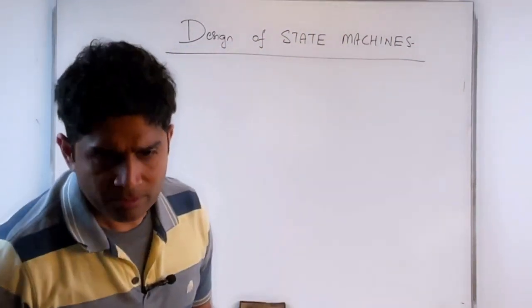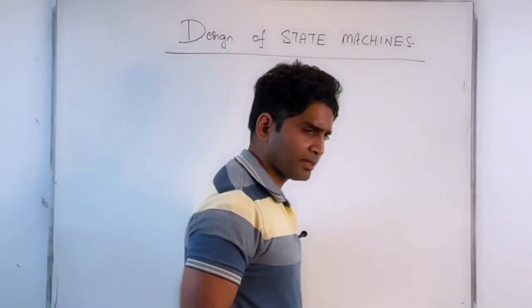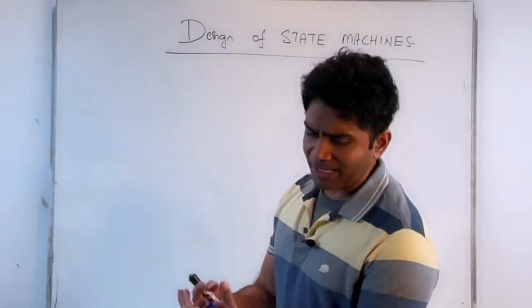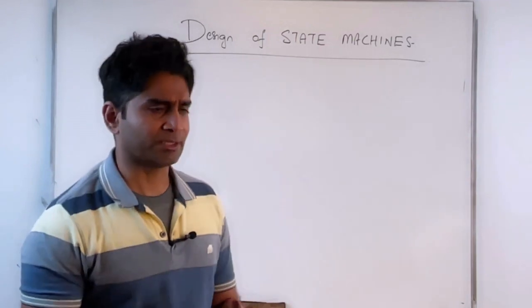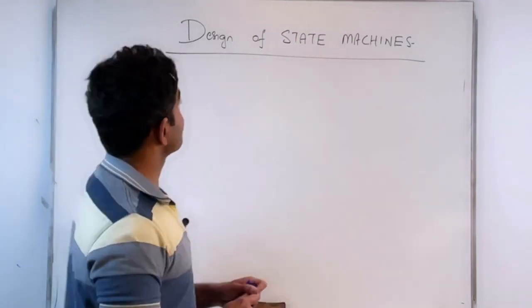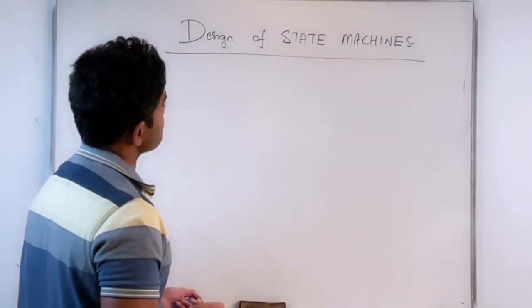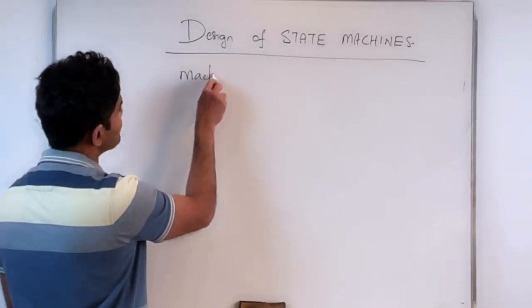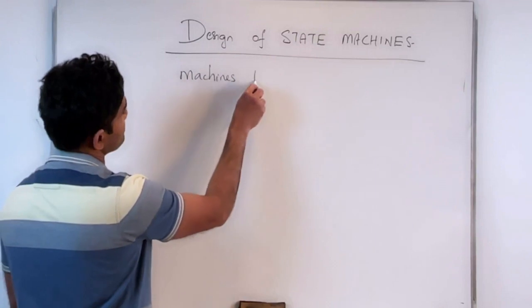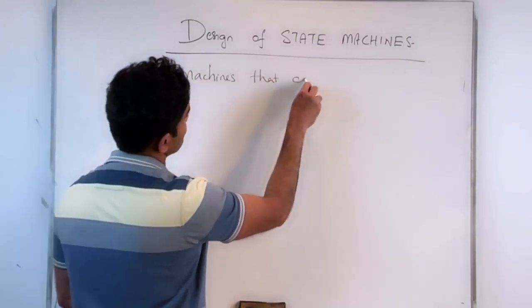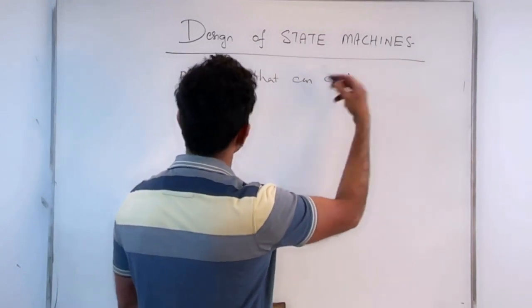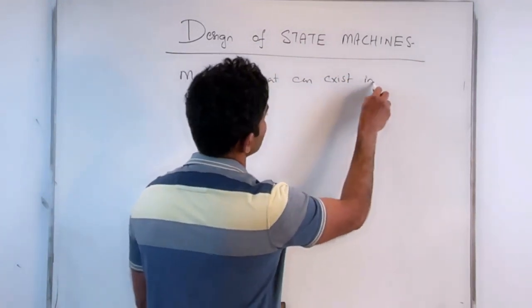Okay, so let's talk about state machines. Before we actually talk about state machines, what are state machines? As you can see, these are machines that can exist in multiple states. The simplest definition would be a machine that can exist in multiple states.